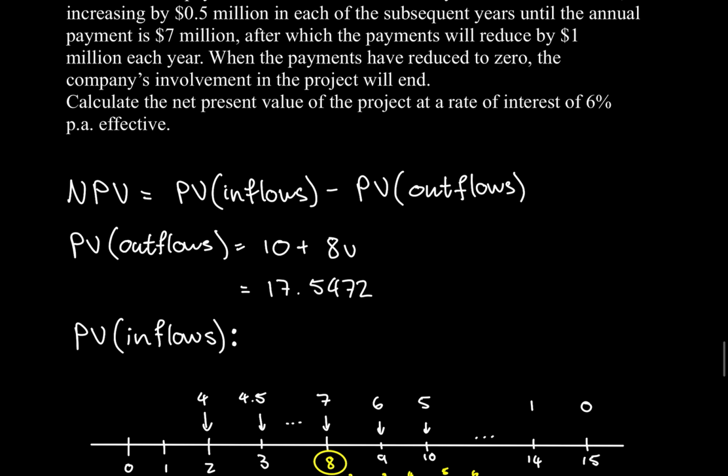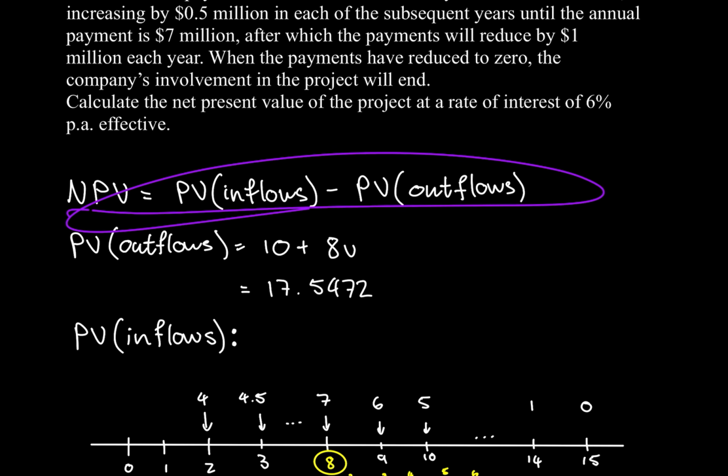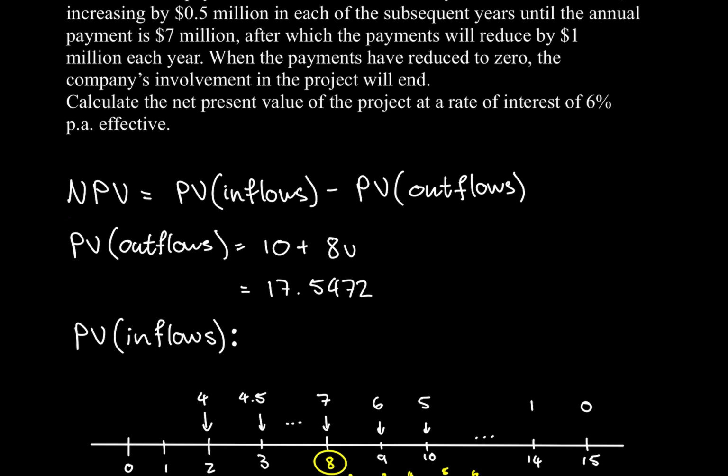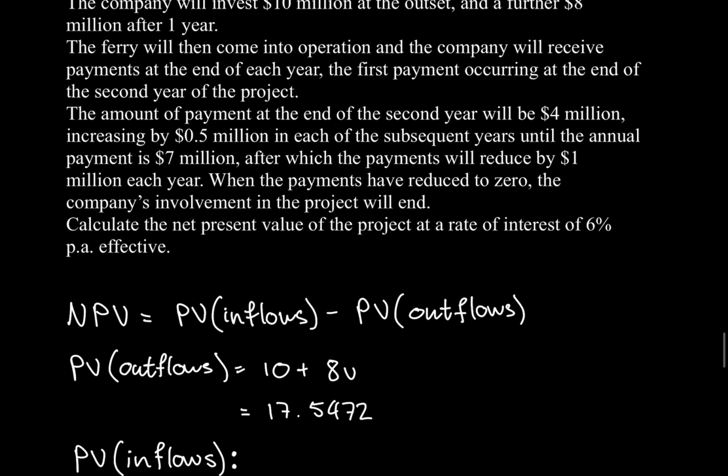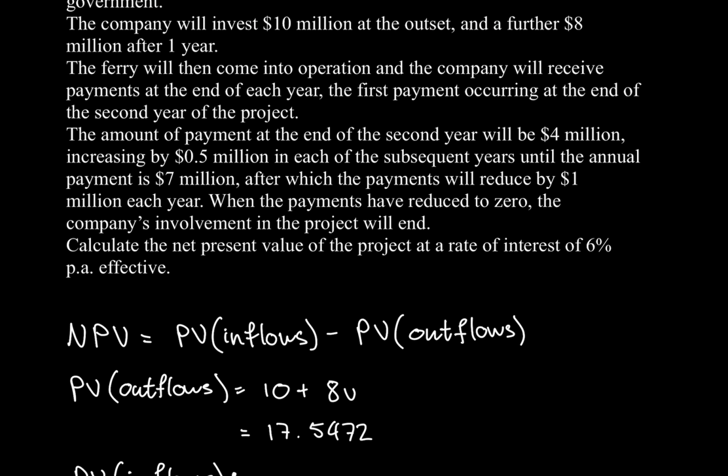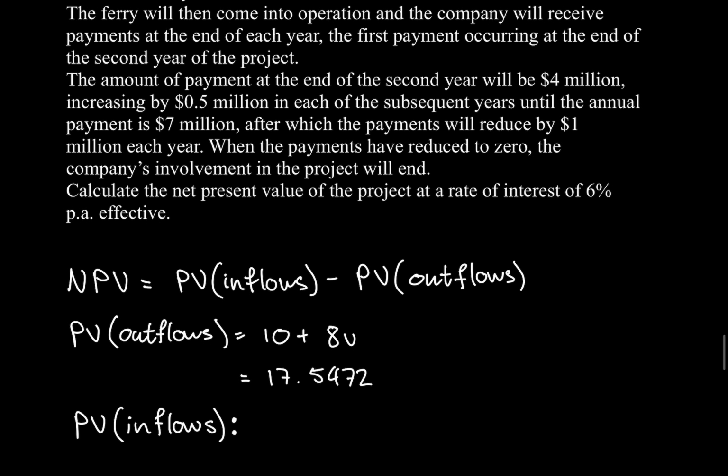Okay, so the formula for net present value is the present value of inflows minus the present value of outflows. So our outflows are simple in this example. We have the company investing $10 million at the outset and a further $8 million after 1 year. I'm doing all my calculations in terms of millions so that I don't have a large number of unnecessary zeros complicating my working out. So this first payment doesn't get discounted, it happens at time 0. And then this payment of 8 million happens after 1 year, so I discount it by V.